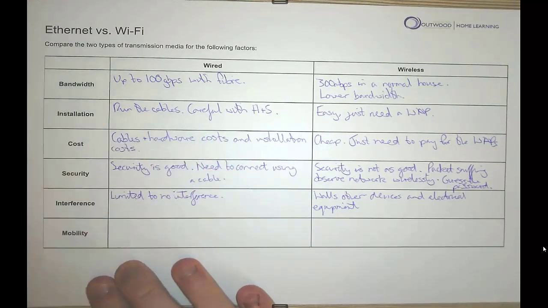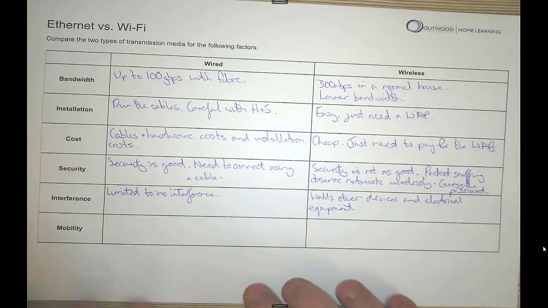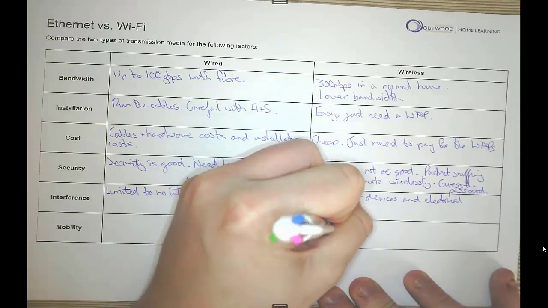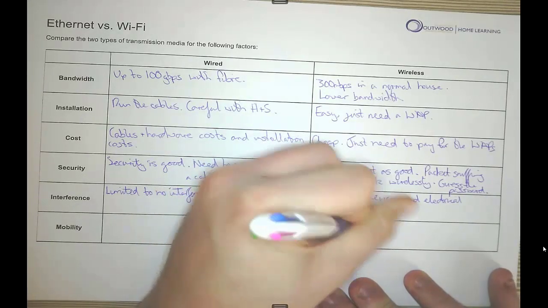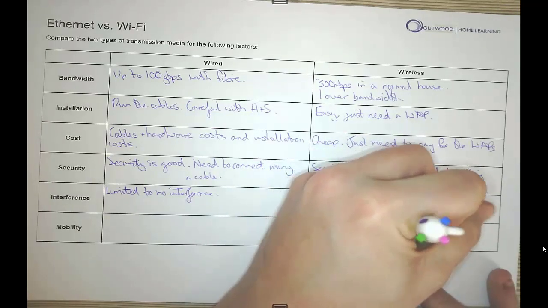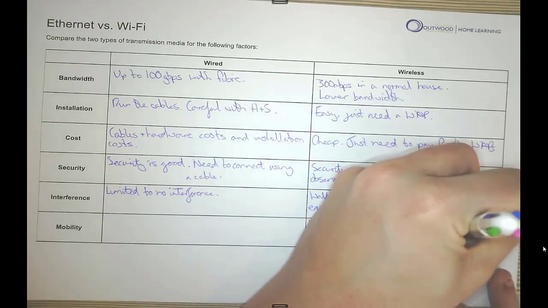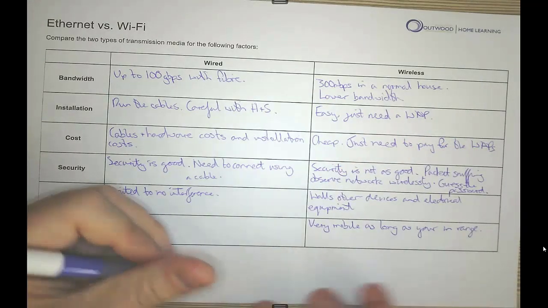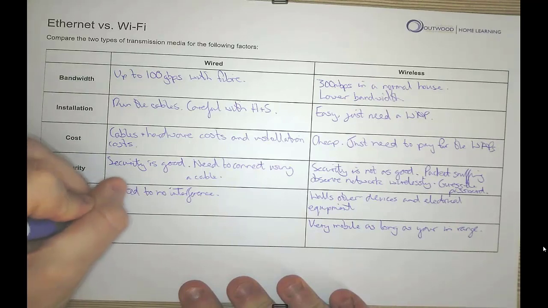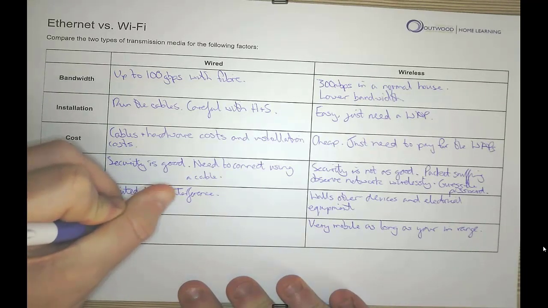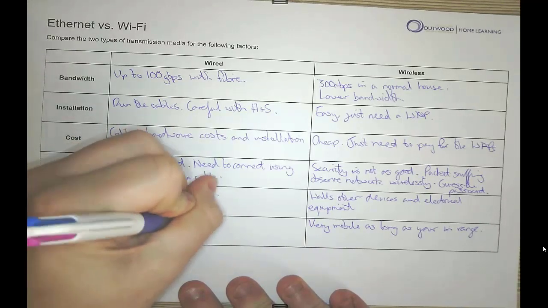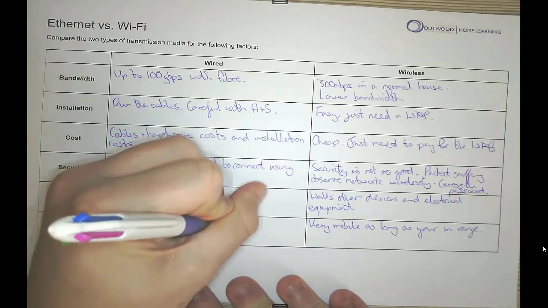Okay, and then finally mobility. So wireless, one of the biggest positives is it's very mobile as long as you're in range. However, with wired, you're stuck in that one place, so you're not mobile, as you need to be connected using a wire.